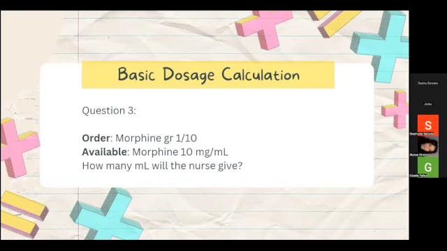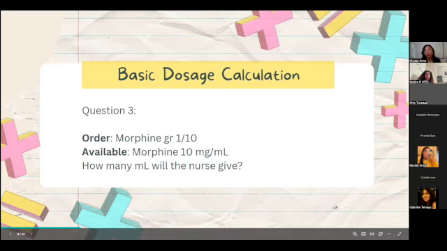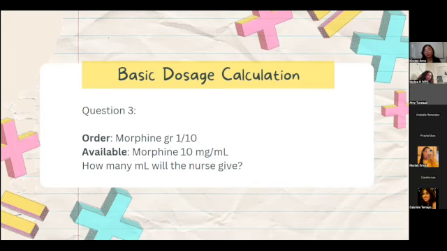So the order is morphine 1/10 grain, and what's available is morphine 10 milligrams per milliliter. So can someone tell me what is going to be our desired? What do we want? What's the order? So it's going to be morphine 1/10 grain. What I like to do for questions like these first is figure out what's the D, what's the H, and what's the quantity or the Q.